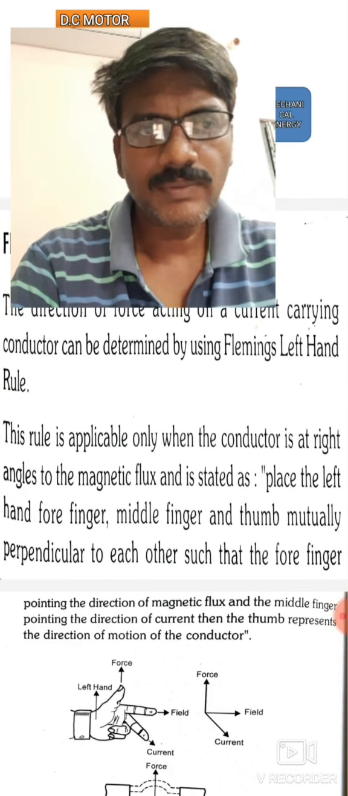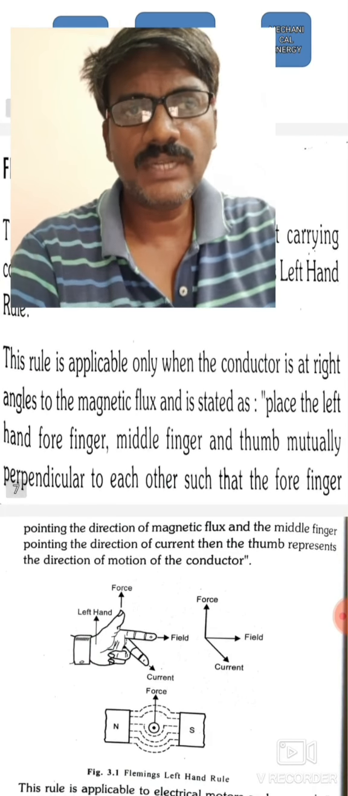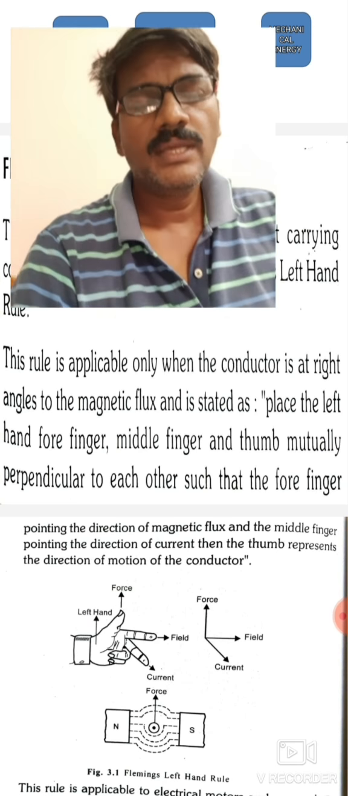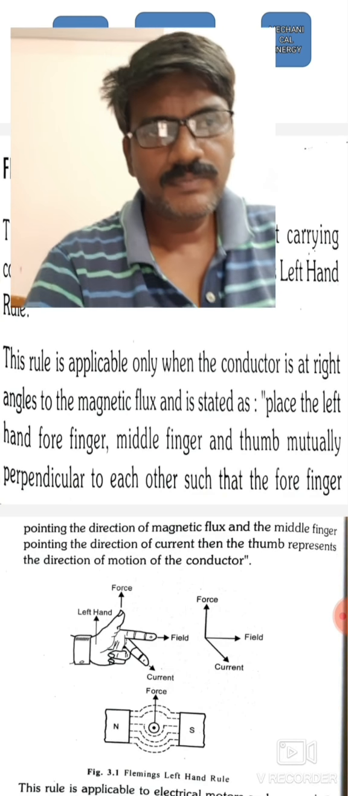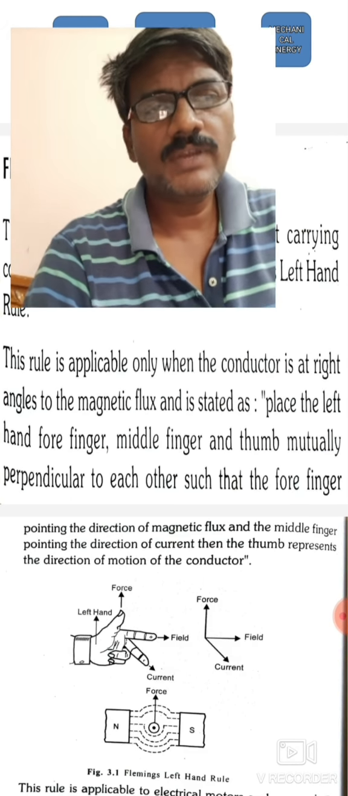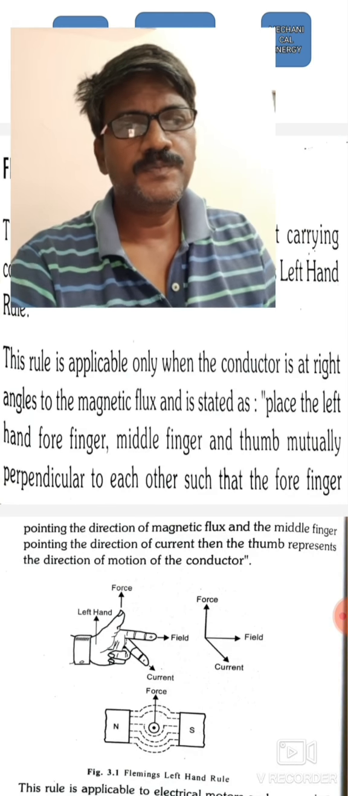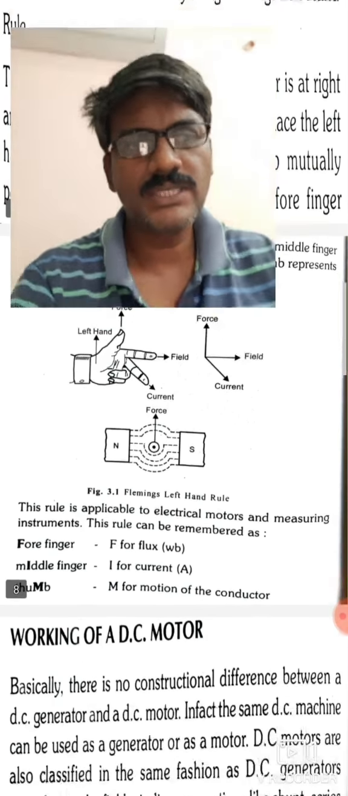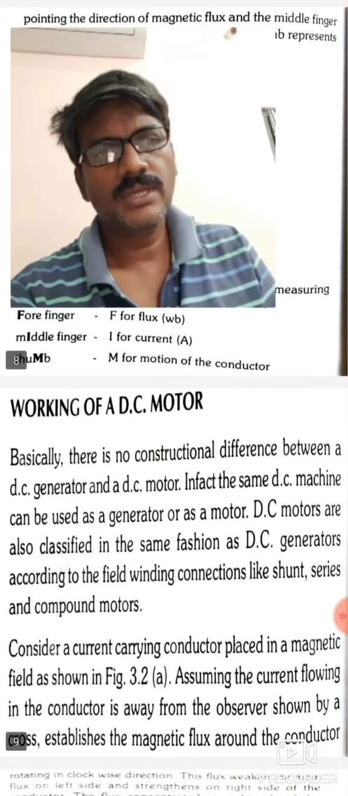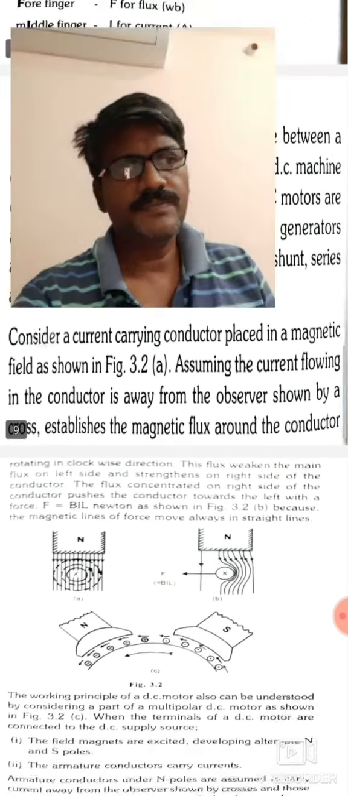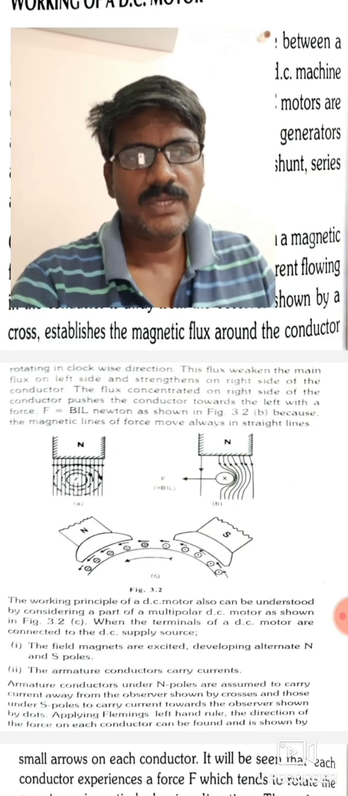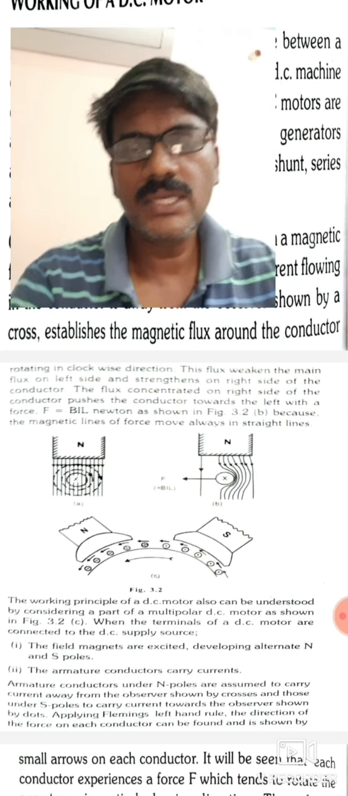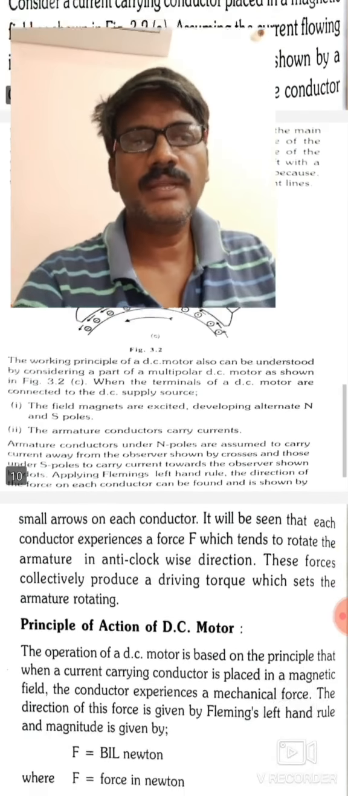And again the DC motor, Fleming's left hand rule: pointing finger in the direction of the magnetic field, middle finger in the direction of the current, and thumb shows the direction of the motion of the conductor. That is, when a current carrying conductor is placed in a magnetic field, it experiences a force. That is the working principle of a DC motor. It can be explained in 2 ways: by using the properties of magnetic lines, or by using Fleming's left hand rule.